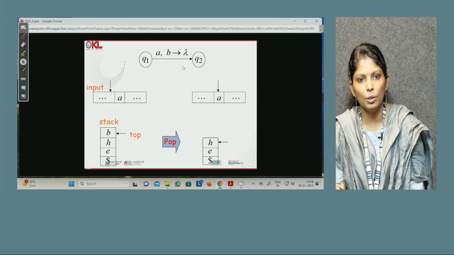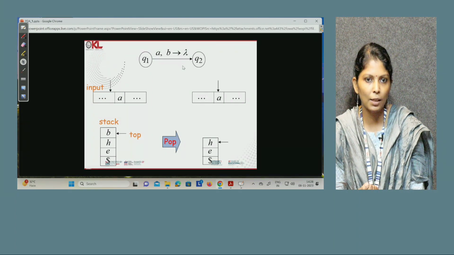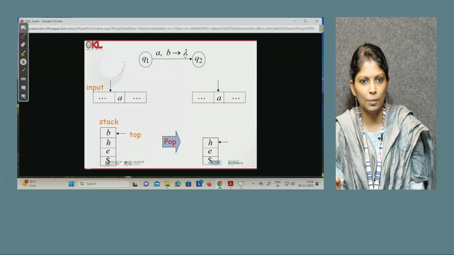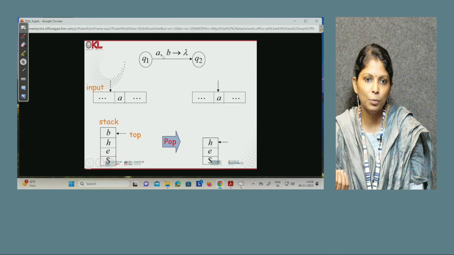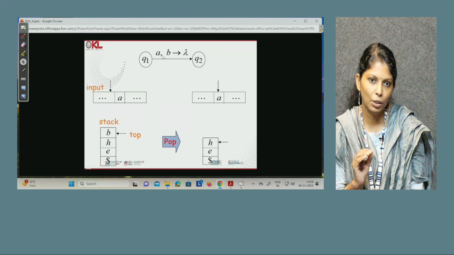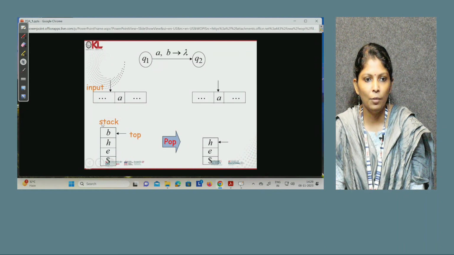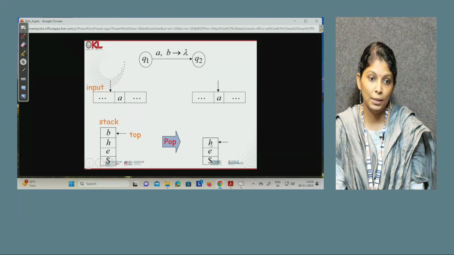And the reverse is also possible. That means we can just pop out some element from the stack without pushing anything into it. So A comma B arrow lambda or epsilon means if the input is A and the stack top is B, just pop that value from the stack, no need to push anything. So we have B on top of the stack, and after this transition B is popped out.